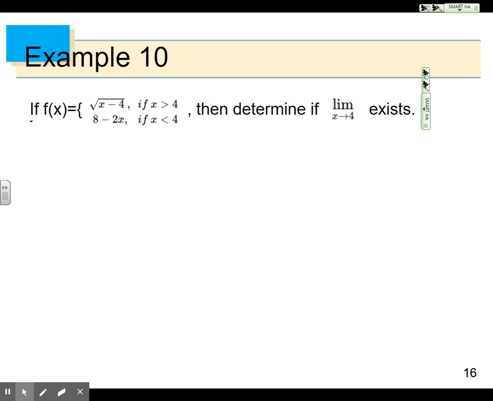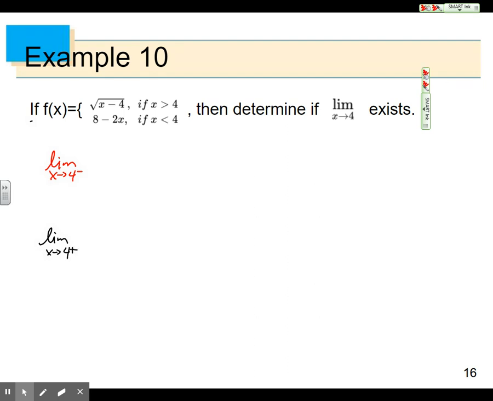This one just asks if this limit exists as x approaches 4. So I'm going to have to do the limit as x approaches 4 from the left, and going all Bearcat colors. Did patriotic a while ago. And I'm going to approach 4 from the right.